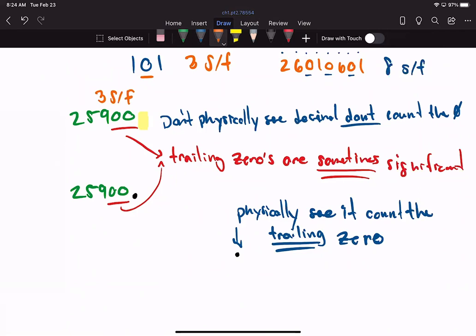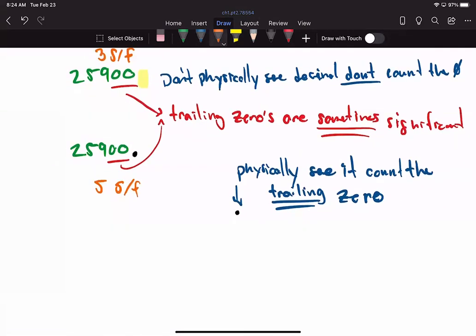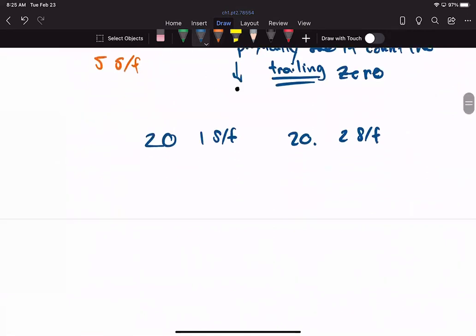Well, the bottom value, I see the decimal there. Now I need to count the trailing zeros. 5 significant figures. There's the formula, and it works every single time. It doesn't matter what the number is. 20. Do I see the decimal? Nope, I sure don't. That is 1 significant figure. 20. Now I see the decimal. Okay, well, now I have 2 significant figures.